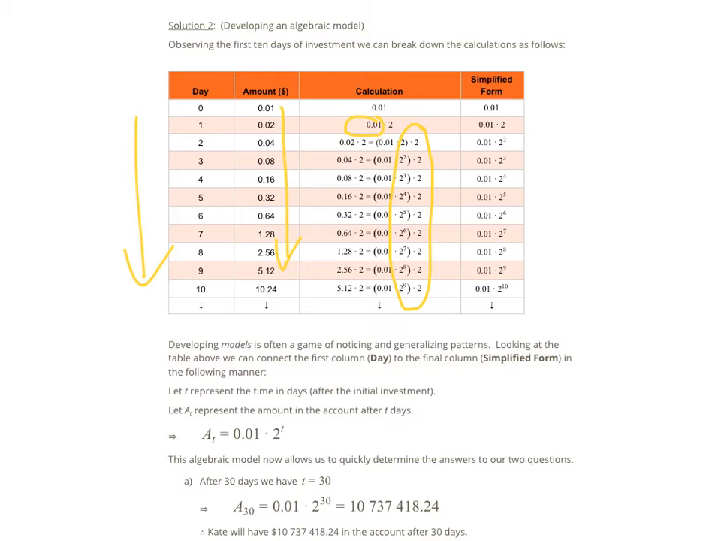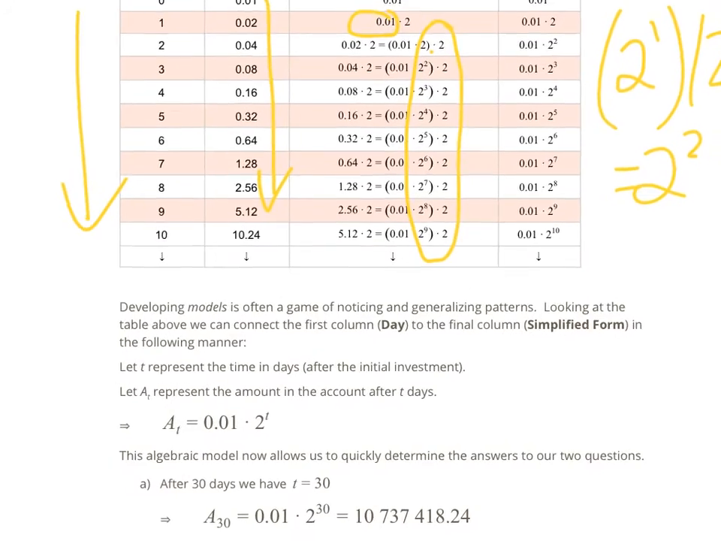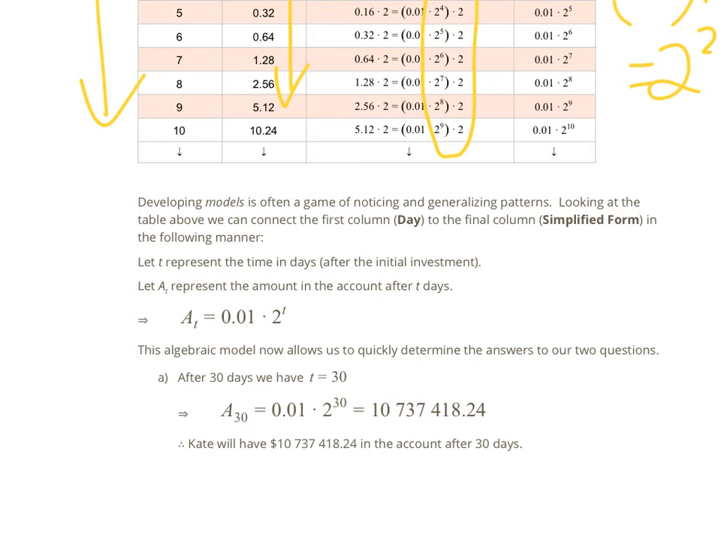And we know, based on exponent laws, if I did 2 to the power of 1 times 2 to the power of 1, what would be my new power? Yeah, 2 to the power of 2, which is what they're representing here. So they're slowly accumulating by just adding another power. They're showing that model here. So we can represent a formula. Let t represent the time in days, so that is our exponent.